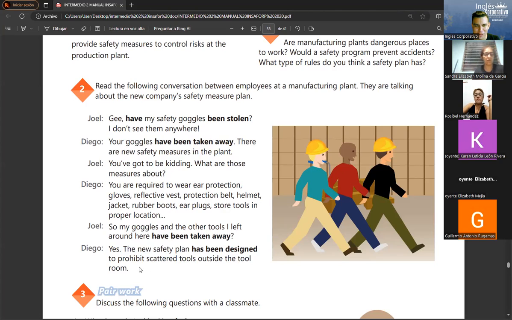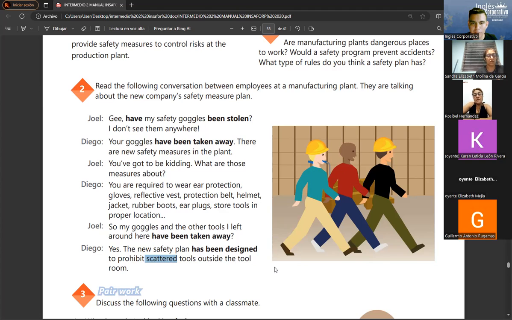¿Dónde es que pronuncia tool? Okay, what is scattered? Scattered. Do you know what scattered is? Dispersado, dispersar, disperso.